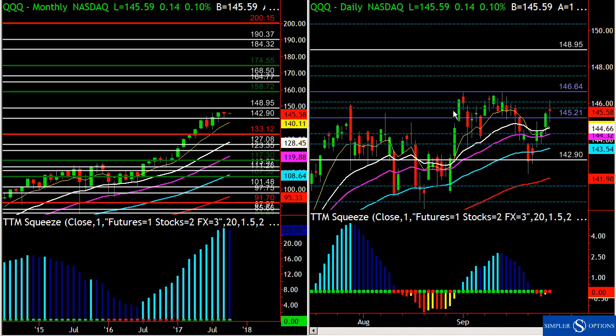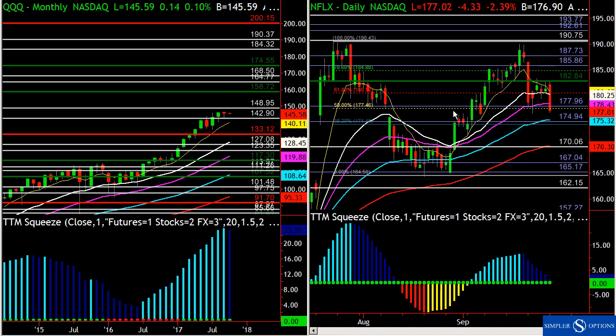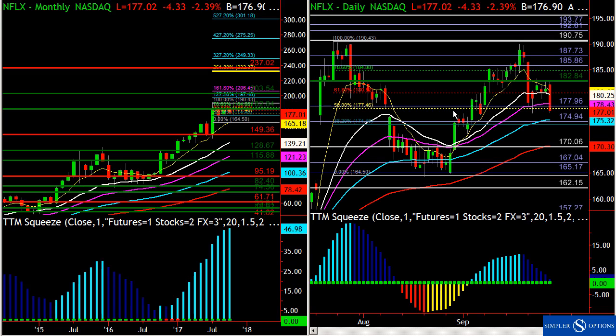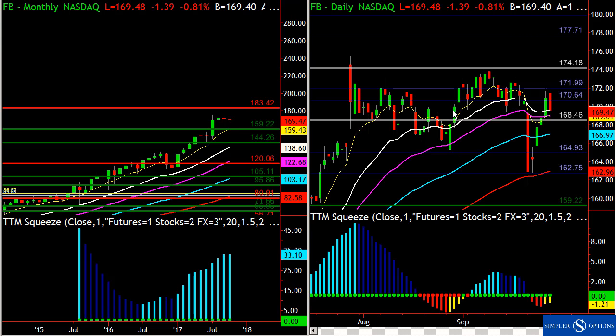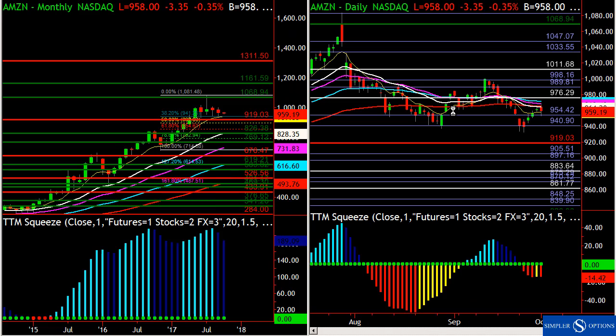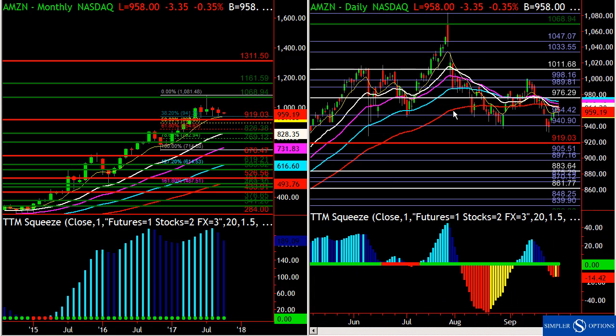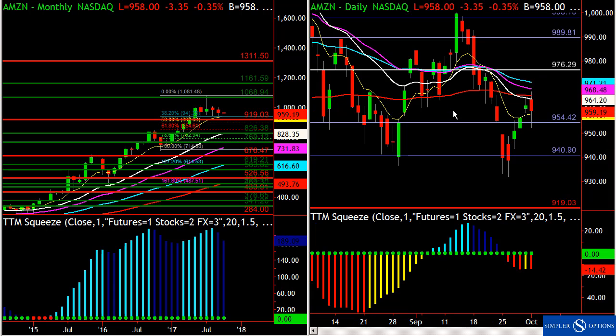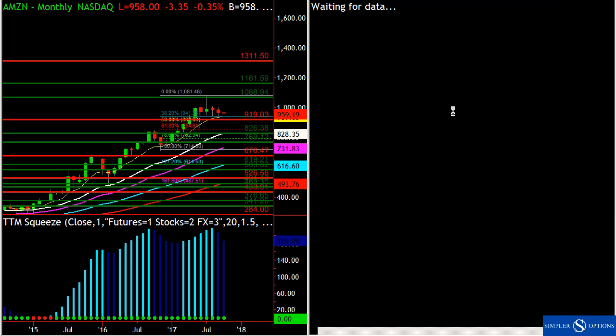Tech is having the hardest time, and mainly this is the FANG stocks. You've got Netflix here that just can't get out of its own way. Facebook, which looked really good, but is also having some trouble here, and most notably Amazon, which has been downtrending for a while and is forming a pretty nasty head and shoulders top here. And then of course the big daddy of them all, Apple.